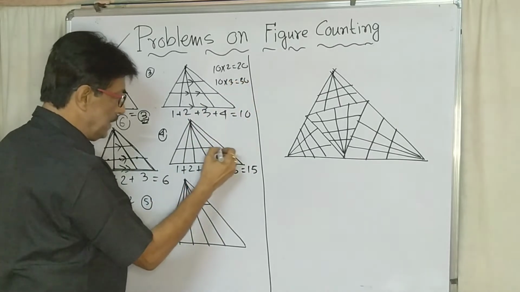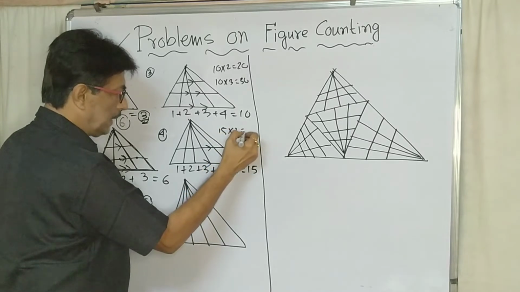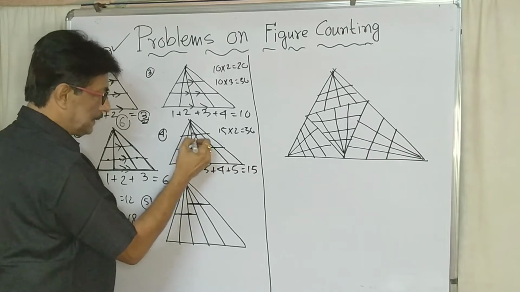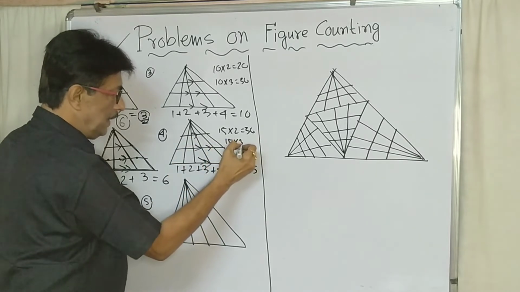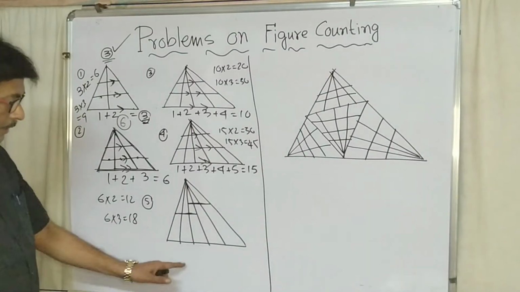If I take this line, 1 base is 15, 2 bases is 15 into 2, 30 triangles. If I take another line, 1 base, 2 base, 3 base, 15 into 3, this is equal to 45 triangles. Now observe here.